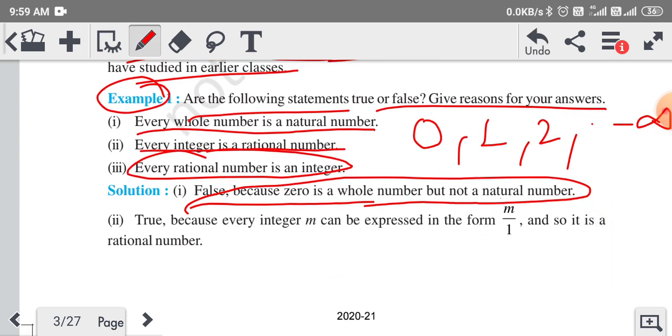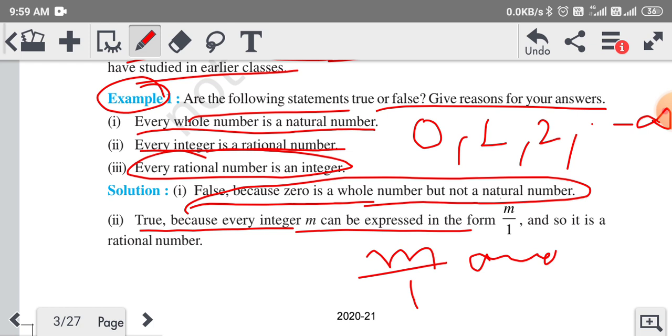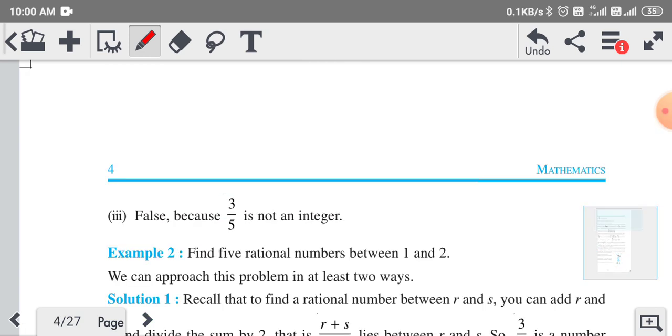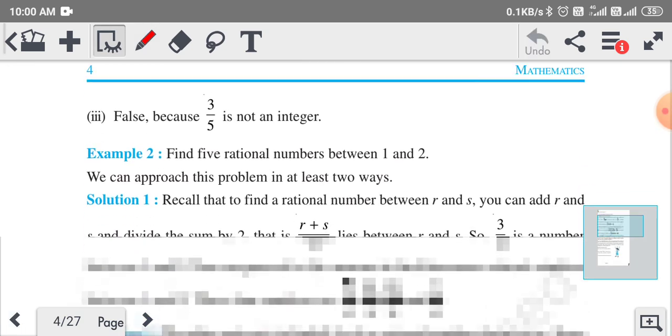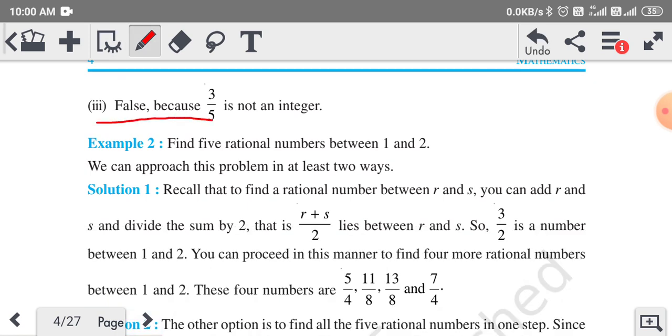So, every integer is a rational number. True, because every integer m can be expressed in the form m upon n, so it is a rational number. Third: every rational number is an integer. False, because 3 upon 5 is not an integer.